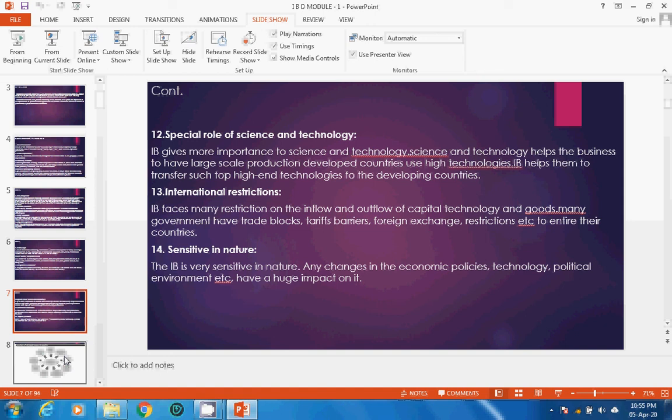International restrictions. International business faces many restrictions on the inflow and outflow of capital, technology, and goods. Many governments have trade blocks, tariffs, barriers, foreign exchange restrictions, etc., to protect their countries. That led to some of the international restrictions which are created in different foreign countries.